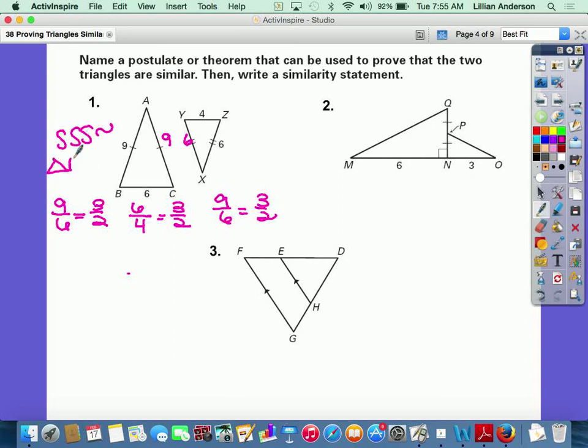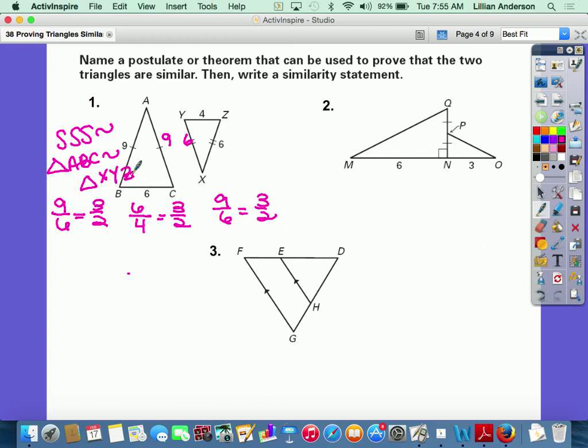My similarity statement would be triangle ABC is similar to triangle XYZ. You could also say XZY because of the fact this is my isosceles triangle, so you really could go down either side. But just like a congruency statement, in a similarity statement, the corresponding parts have to match up.